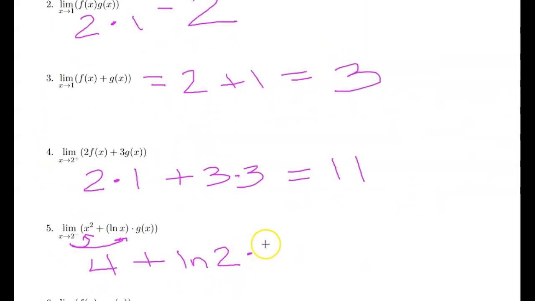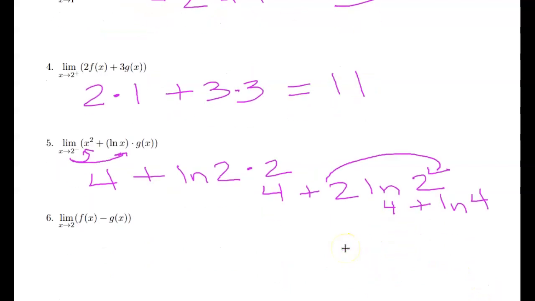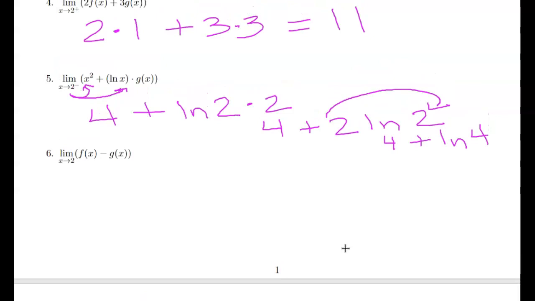Now, this 2 is not inside the log, so we're not allowed to say that that's 4. What we can do, though, is if I rewrote this, 4 plus 2, put the 2 in front, and then, log exponent property says we can put that 2 up top. Do you have to? No, not if this isn't multiple choice. So you would get 4 plus the natural log of 4, because that would be 2 squared. We don't write the decimal for that, okay? That's good enough.